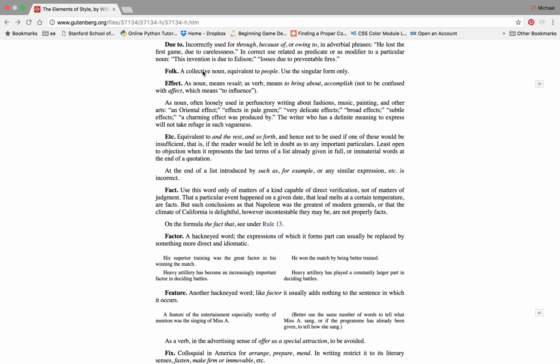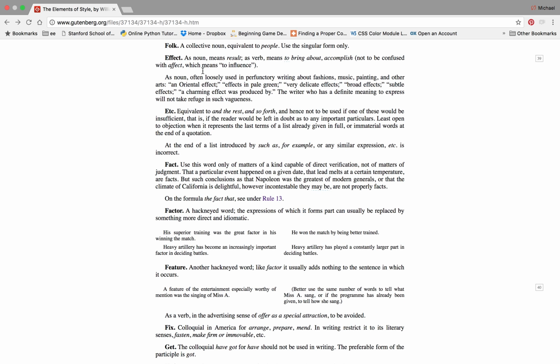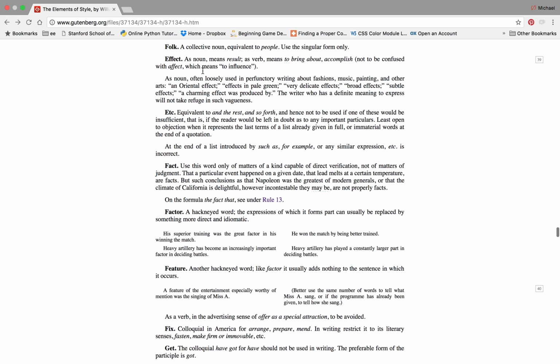I don't know. But anyways, a folk, a collective noun equivalent to people. Use the singular form only. The men folk, the women folk. It's usually pretty colloquial. You don't want to use it in most academic essays. It's kind of cute. I guess you could use it maybe in a conclusion, depending on the subtext and the context of what the writer is saying. But in academic writing, men folk and women folk are a little bit cute. But yeah, it's just equivalent to people.